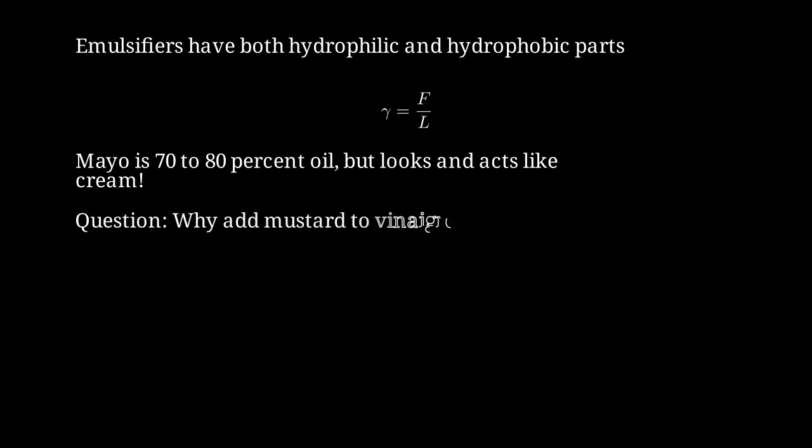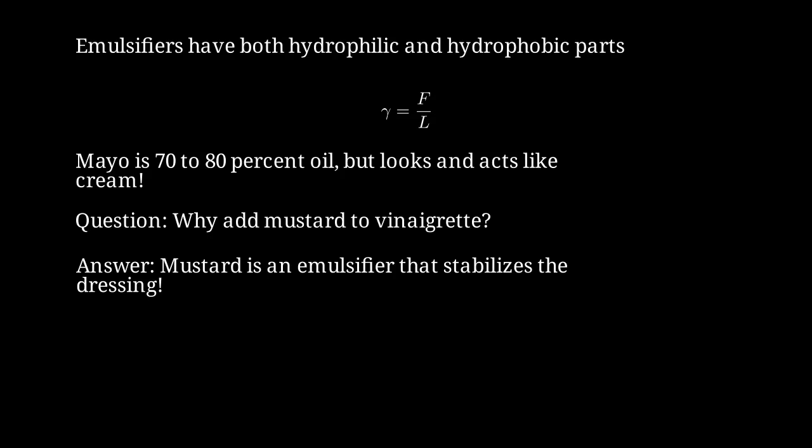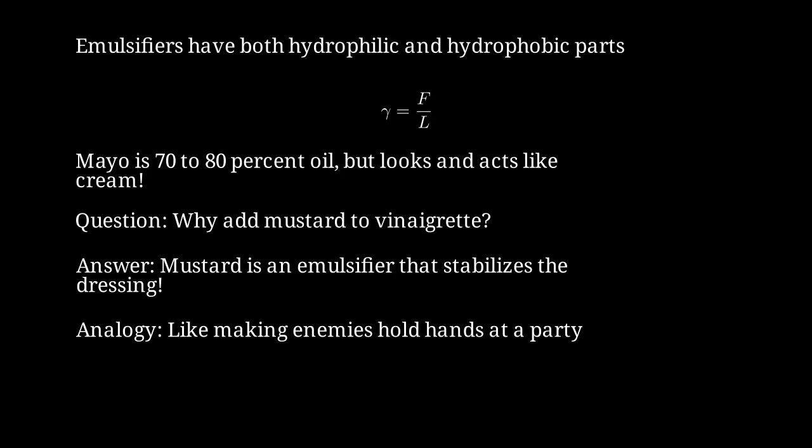Quick question. Why do fancy salad dressing recipes often include a tiny bit of mustard? Answer. Mustard contains natural emulsifiers that help stabilize the oil and vinegar mixture, keeping it from separating. Think of emulsifiers like a host at a party forcing two people who hate each other to hold hands. Awkward, but effective. Let's discuss osmosis and why brining makes meat juicier.